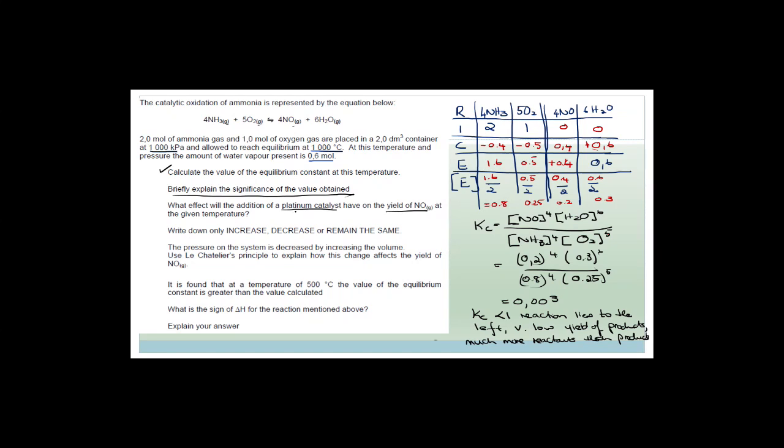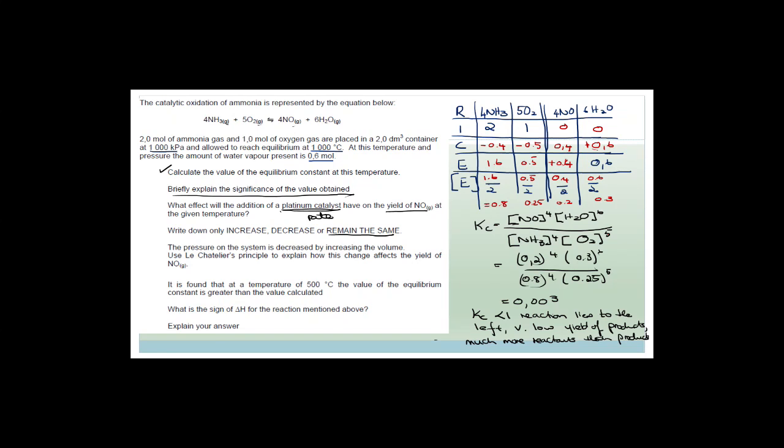Okay, so catalysts increase the rate of the reaction, but they don't shift the equilibrium. So therefore, it will have no effect. It will remain the same. What effect will it have on the yield? The yield of NO will be exactly the same because the platinum catalyst will get there faster, but it won't make any more.